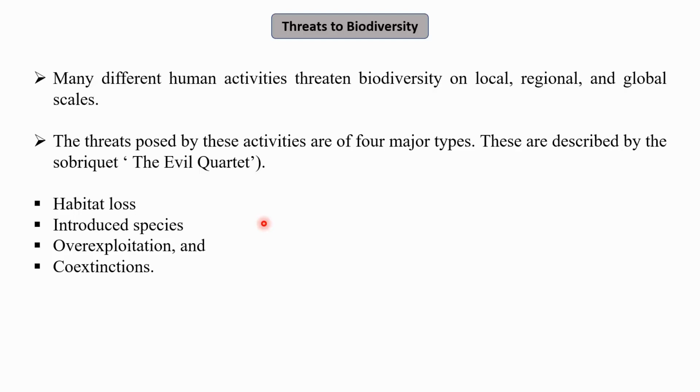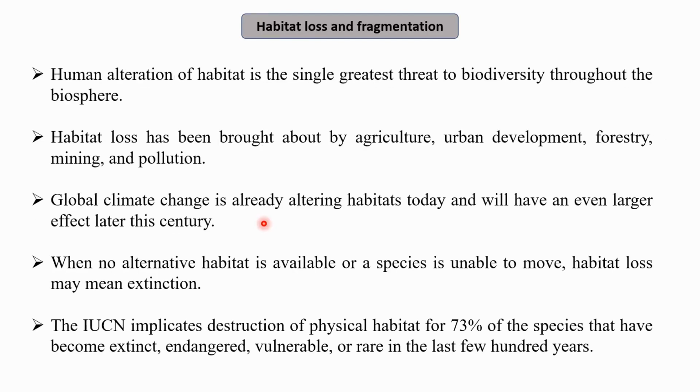So these are the major threats to the biodiversity, and we will learn about these threats one by one. The first is the habitat loss or the fragmentation.